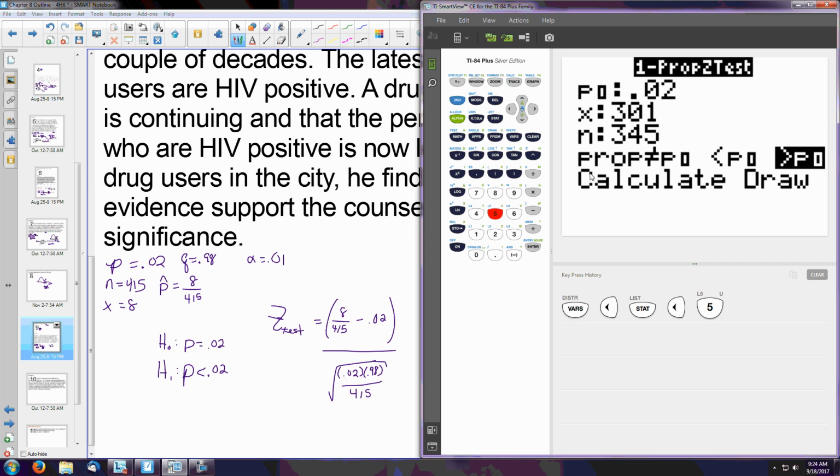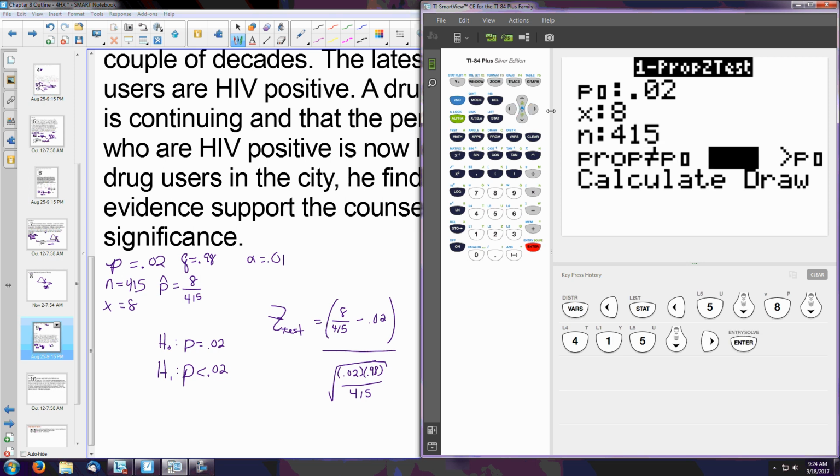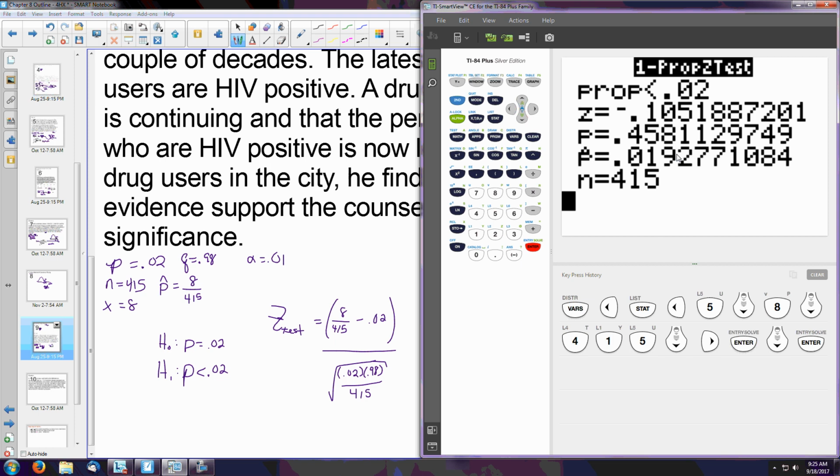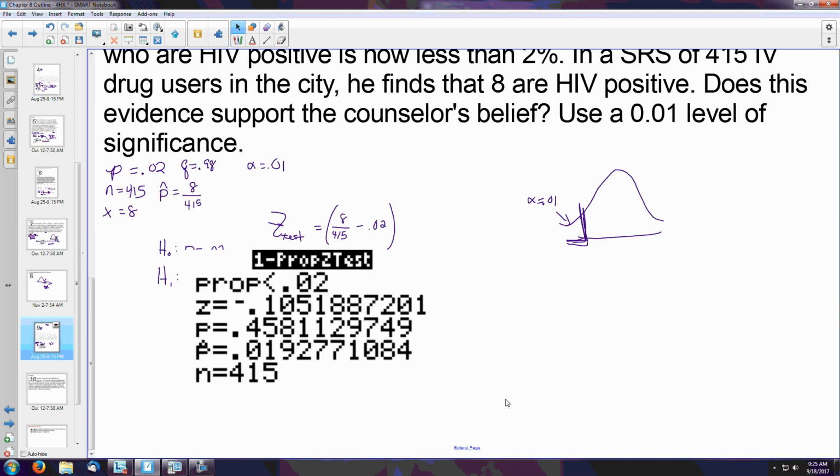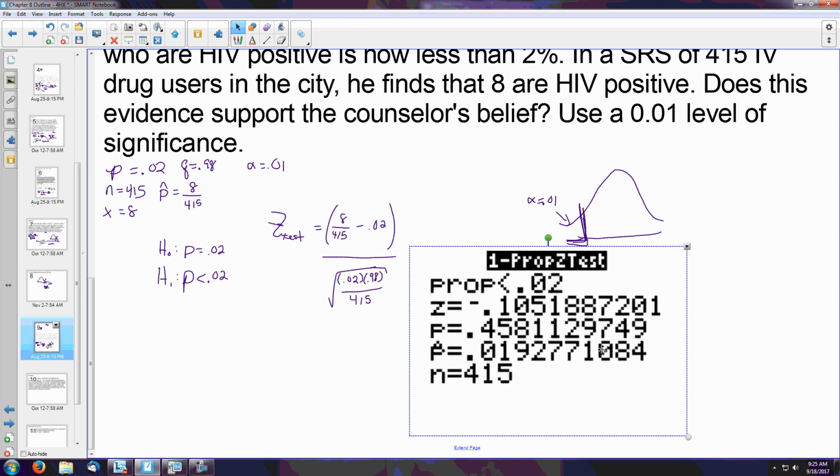We have a p naught of 0.02, so that's 2%. X is 8 drug users, HIV positive, out of the 415 total drug users. And we're testing to see if there has been a decrease over time, so we use less than. So that's what it looks like here. When you calculate, you'll notice that it gives you the same information as all of the other test functions have.